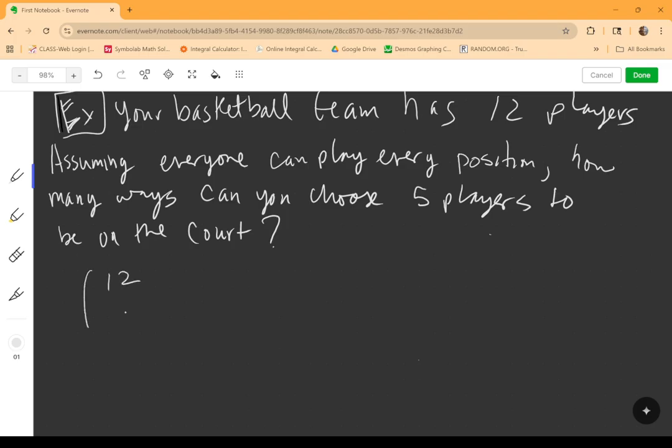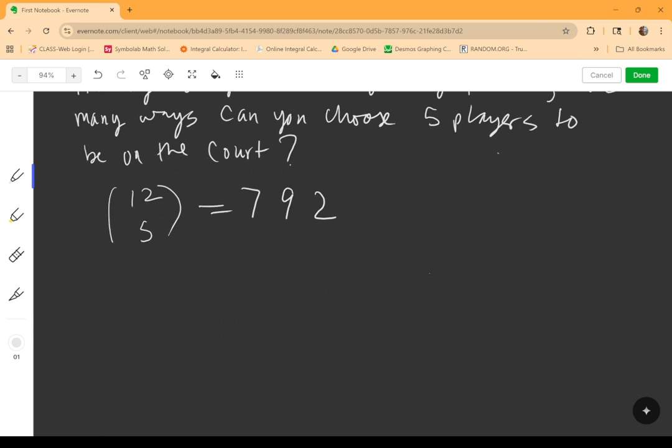So really I have 12 players and I want to choose 5 of them. I can fill in the positions how I'd like, but all I care about is how many different ways I can put 5 players out there on the court. Doing that using Pascal's triangle or the formula, which we'll look at in connection with the permutation number, that becomes 792.